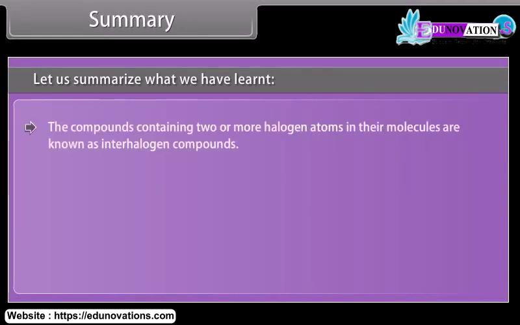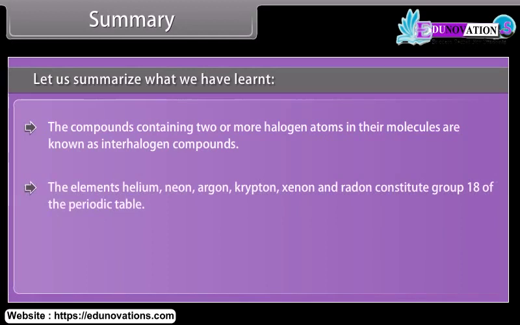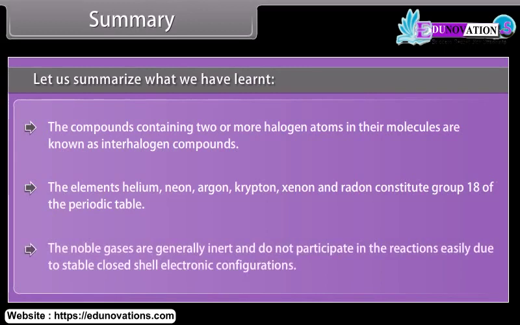The compounds containing two or more halogen atoms in their molecules are known as interhalogen compounds. The elements helium, neon, argon, krypton, xenon, and radon constitute group 18 of the periodic table. The noble gases are generally inert and do not participate in reactions easily due to stable closed-shell electronic configurations.